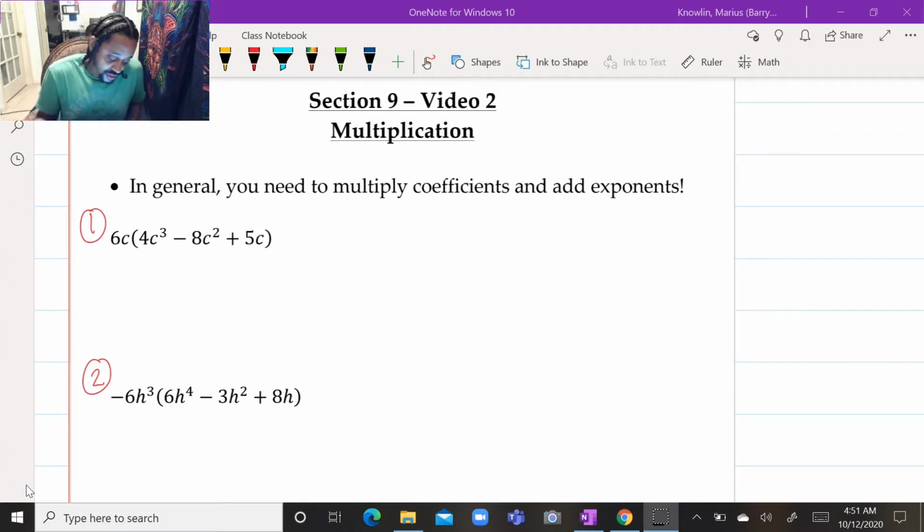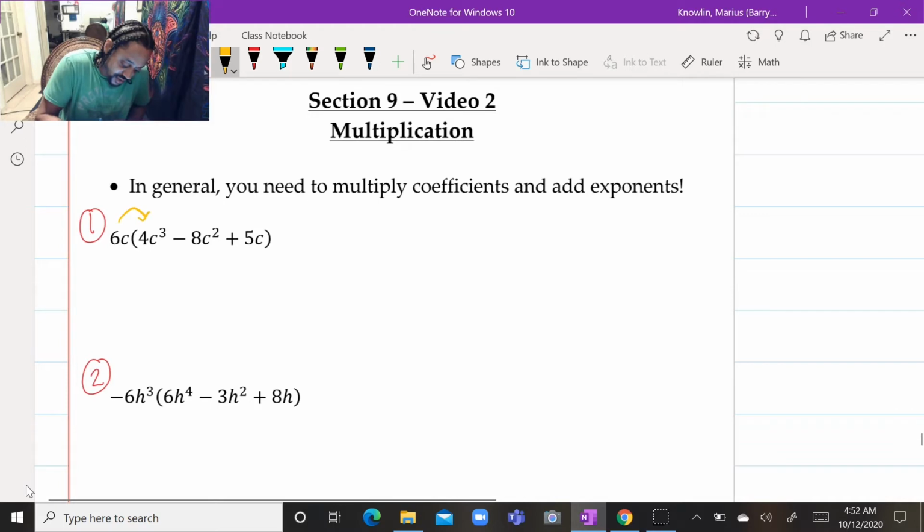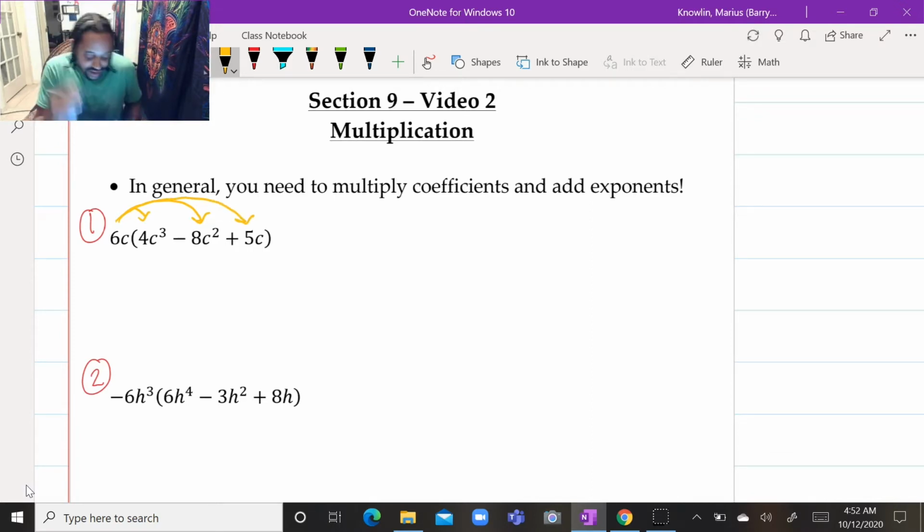Okay, so let's take a look at number one. Multiplying is basically just a form of the distributive property. So I have 6c times 4c to the third, 6c times negative 8c squared, and 6c times positive 5c.